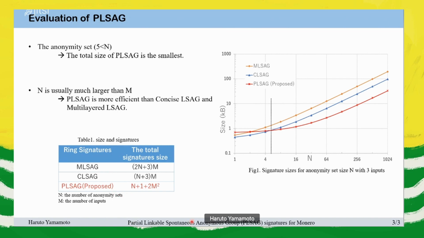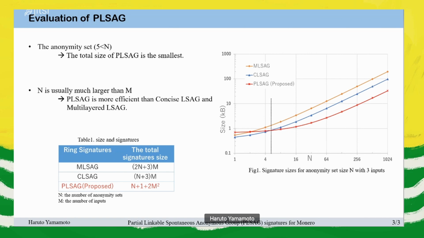Let's see the table below. It's the comparison of each signature size. The reason why the PLSAG signature is smaller than the CLSAG signature is that the CLSAG signature includes n times m, but the PLSAG signature just includes m squared. In general, the size of the anonymity set n is much larger than the number of inputs m. That's why the PLSAG signature is smaller.